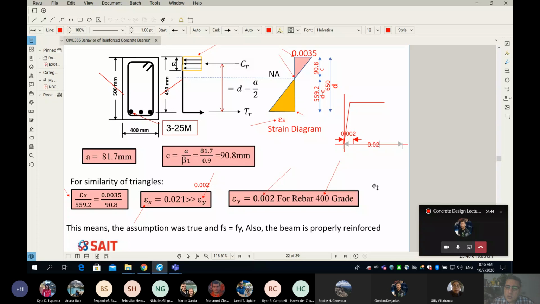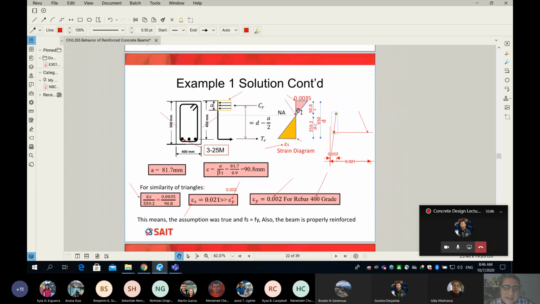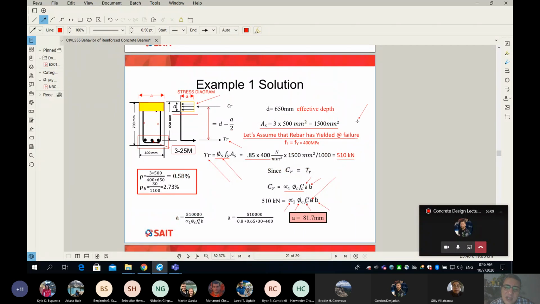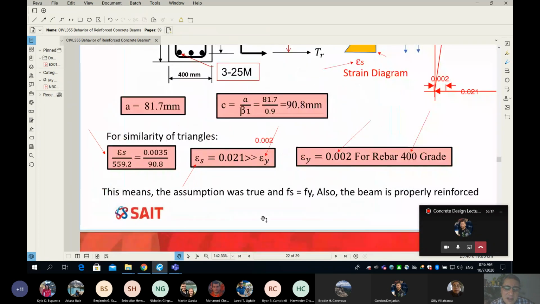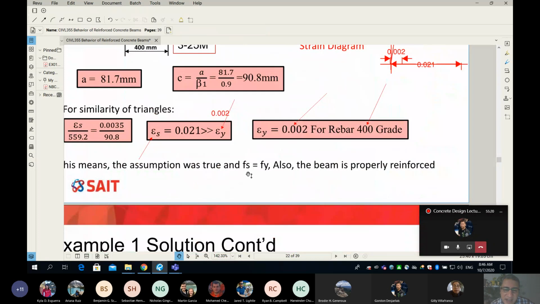So this 0.021, okay? Which means my failure, let's extend this here, was here, which means my beam failed when I had already passed the yield point. Remember, this is the yield point, which means it's a tension failure. And what does tension failure mean? It means my rebar has yielded, and the assumption which I assumed here, you can see here is how I verified my assumption. In plain English, this means the assumption was true, and Fs was equal to F yield. How is that?